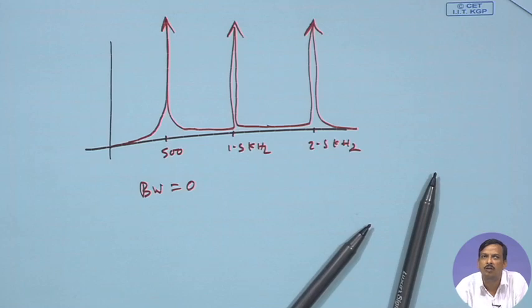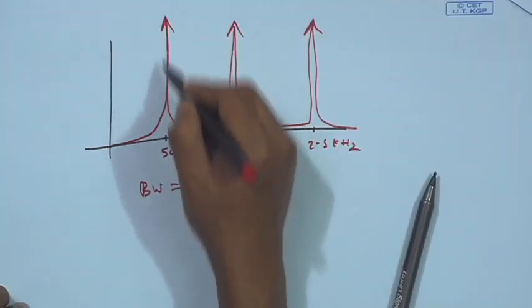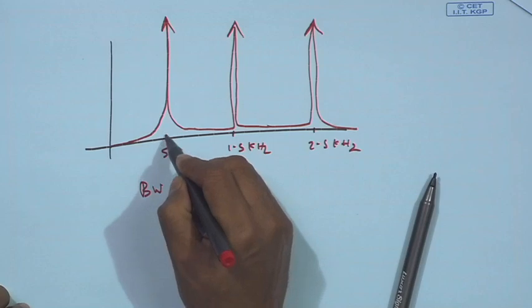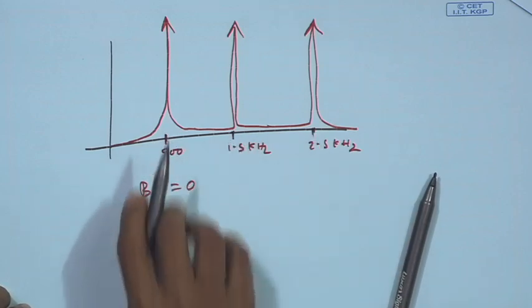It is a real pole, so bandwidth is equal to 0. With 0 bandwidth and infinite power, resonance will occur at 500 hertz, 1.5 kilohertz, and 2.5 kilohertz, if the length of the vocal tube is 17.5 centimeter and the velocity of sound is 35000 centimeter per second.